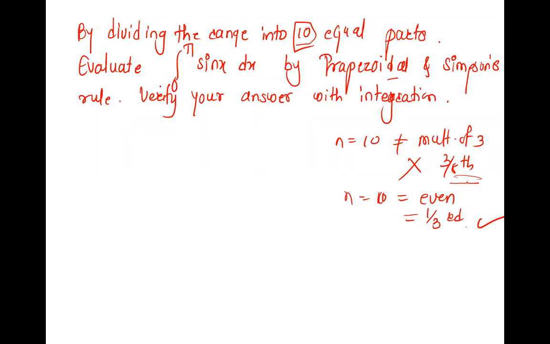Solve by both methods, 1/3 and trapezoidal, and the actual value also we have to solve. The function is sin x and a and b are 0 and pi. So while doing this, convert it into radian. You will get the answer. And remember, set your calculator to radian.